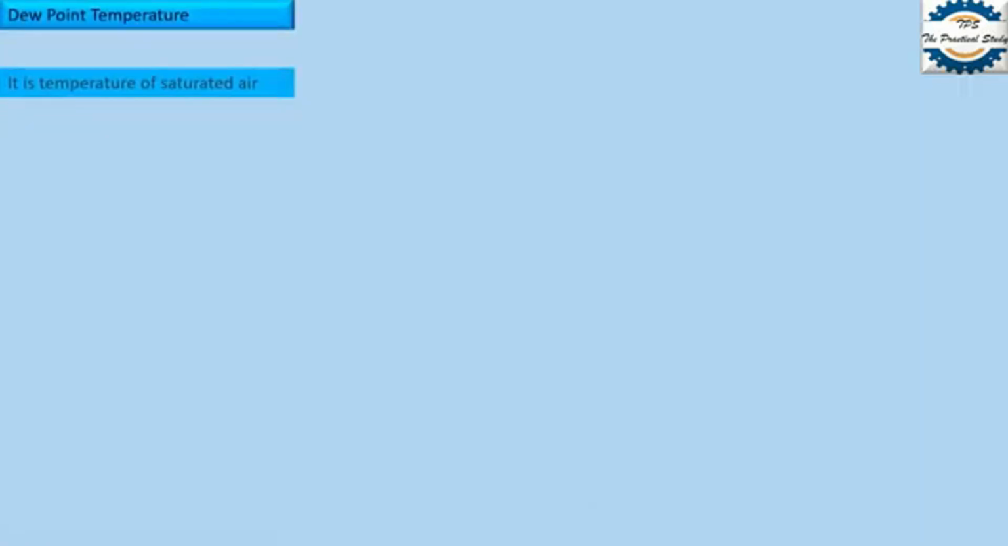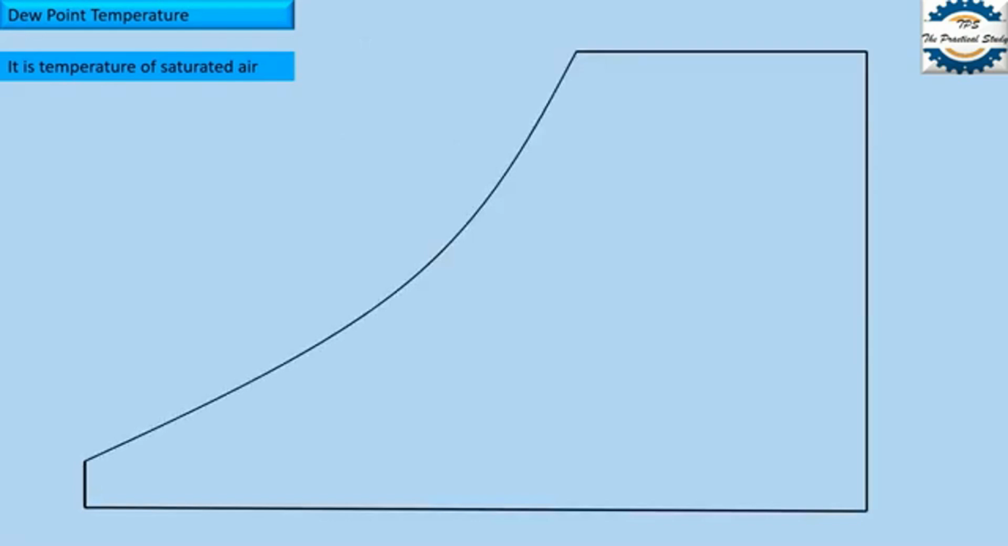Dew point temperature. It is the temperature of saturated air. What is saturated air? For example, this is air, and when it becomes full of water vapors, then it is called saturated air. So the temperature of saturated air is called dew point temperature. This is the scale of wet bulb temperature, and it is also used as the dew point temperature scale, because this scale is drawn on the saturation line, as you can see, where the humidity is 100%. So the wet bulb temperature scale and the saturation line are used to measure the dew point temperature.